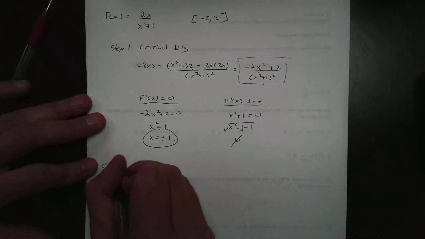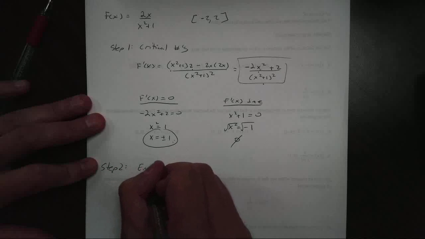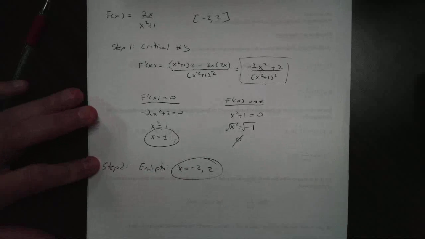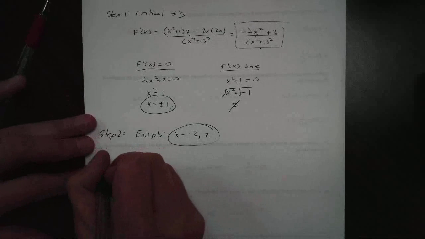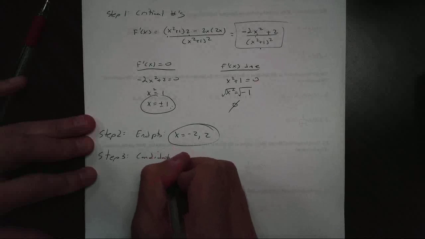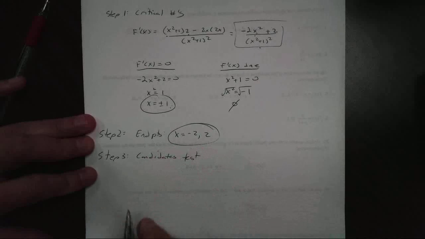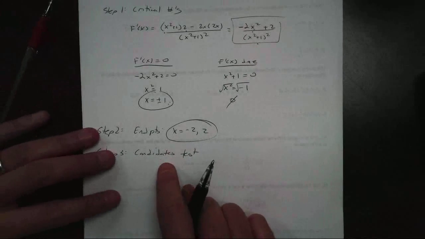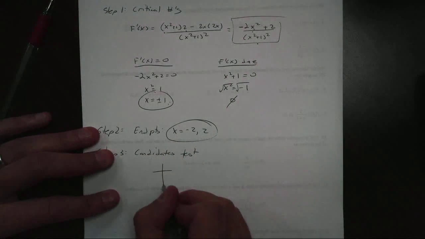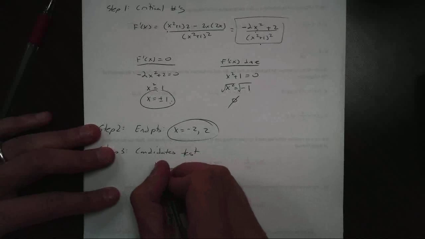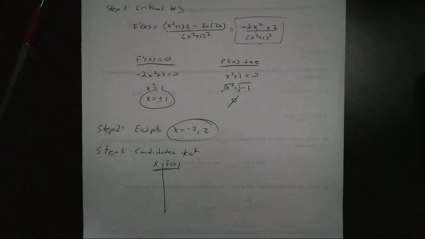Then we go to step 2: endpoints. Easy breezy. Negative 2 and 2. There's my endpoints. And now step 3, the most important part, your candidates test. This is the most important part right here, because this is going to give us our answers. There's many ways you can do this, but this is the way I like. This is the way the AP likes to see it. They like to see charts.